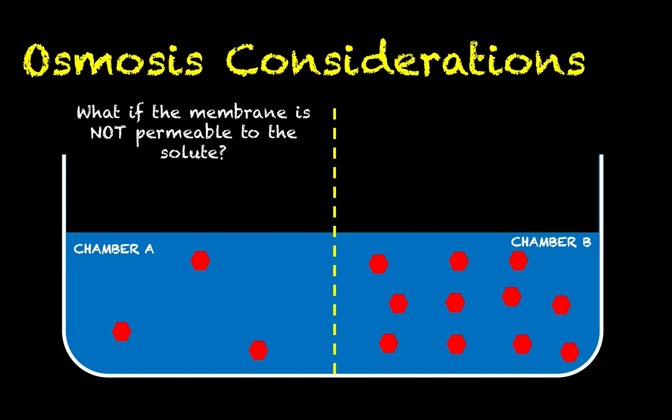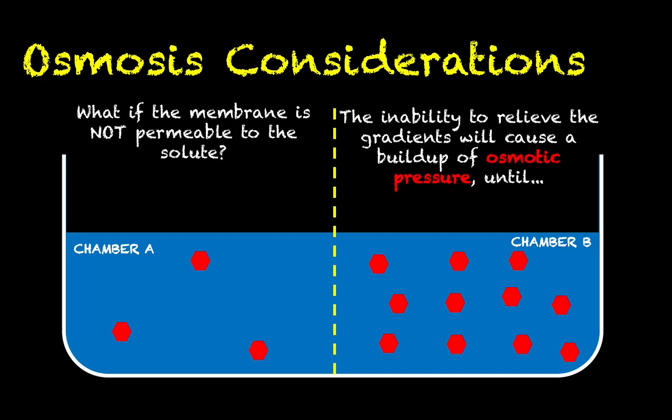But in a lot of cases, we're going to need to consider possibilities of, well, what if the membrane is not permeable to the solute? What if this glucose cannot move across that yellow membrane? So the inability for us to relieve both the glucose and the water gradients here is going to cause a buildup of osmotic pressure. All that extra water that's on the left side of the membrane is going to push against the membrane, causing, if this were a real cell, the cell to kind of swell up a little bit.